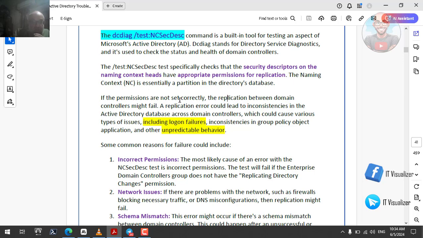These partitions, if not correctly set, the replication between domain controllers might fail. A replication failure could lead to inconsistency in the Active Directory database across domain controllers, which could cause various problems if the replication is not done between the Active Directory databases. This will lead to signs including login failures, inconsistent implementation of Active Directory group policies. Okay, some group policies will not be applied to certain machines, and unpredictable behavior.